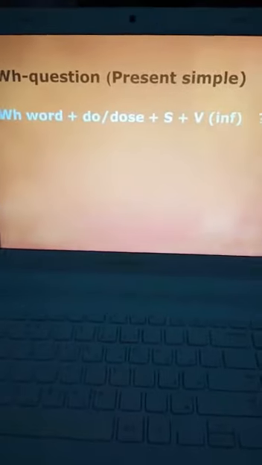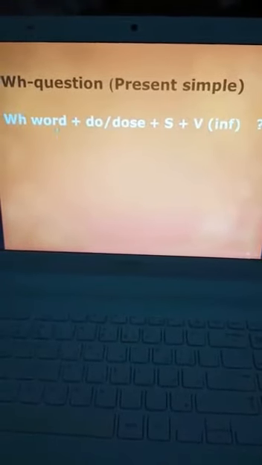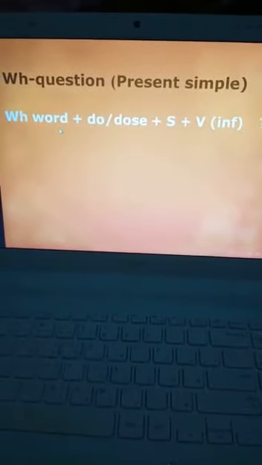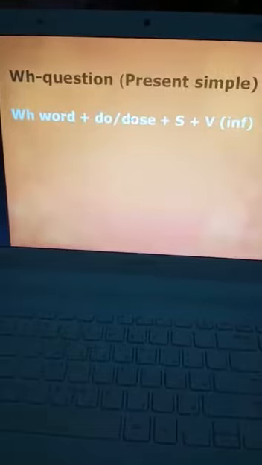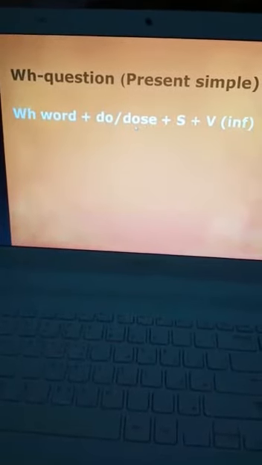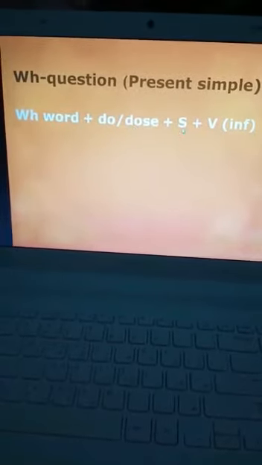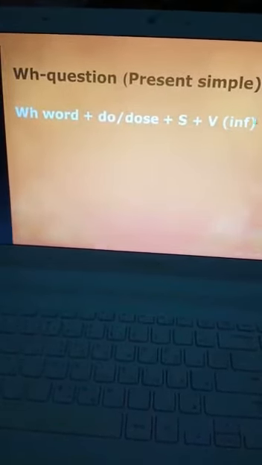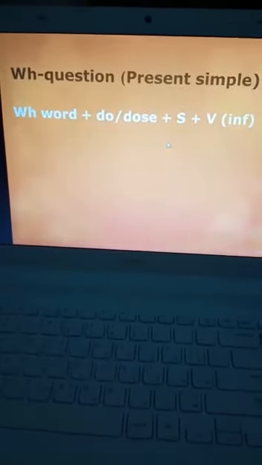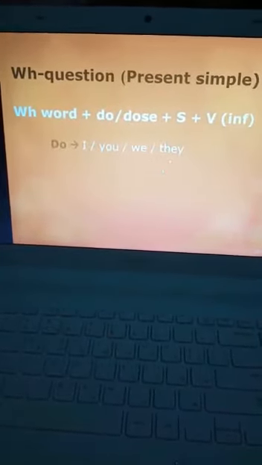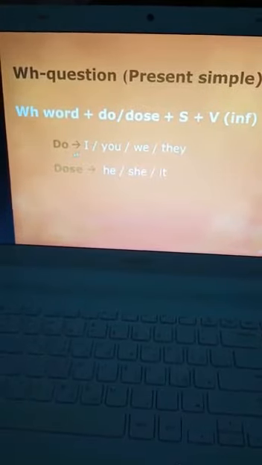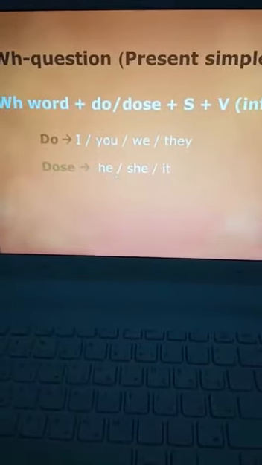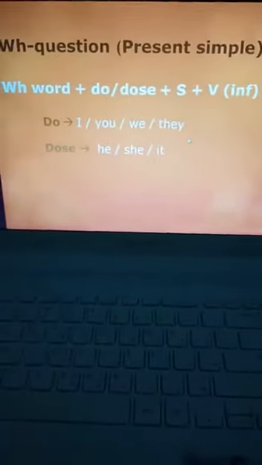So to form a question in the present simple, we have to start with the WH word, just like when, what, where, how, why, who, and so on. Then do or does depends on the subject. Okay, then the subject and then the verb infinitive. The verb should be in the infinitive form. Okay, let's see when we use do and when we use does. Do when the subject is I, you, we, or they, and does if the subject is he, she, or it.